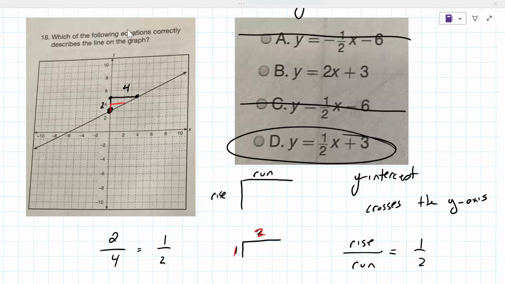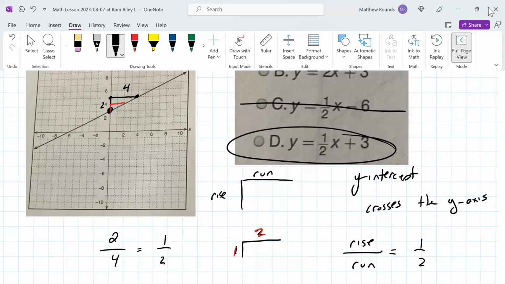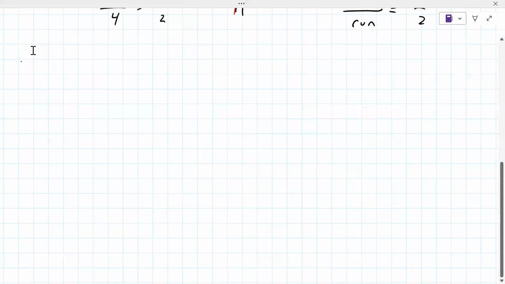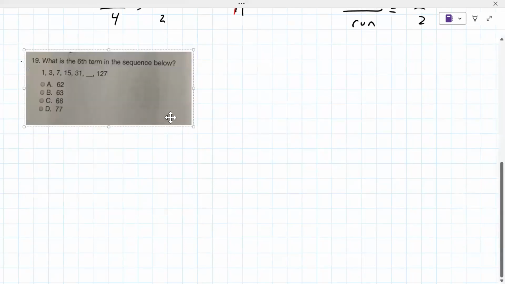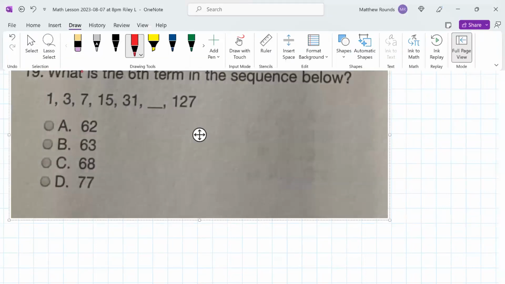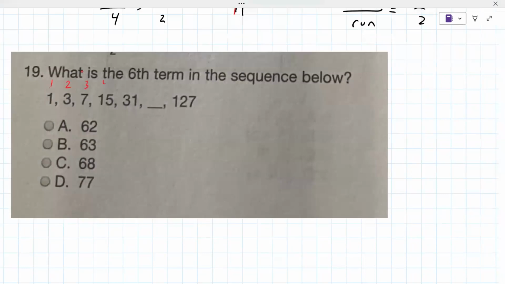Let's look at 19 now. All right, what is the sixth term in the sequence below? So we got, maybe I'll grab a different color here, the first term, the second term, the third term, the fourth term, the fifth term, and the sixth term. Are there any that you feel like you can eliminate, that you say, that doesn't quite look right?